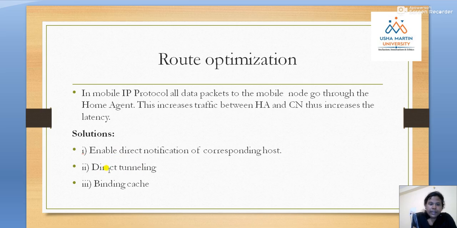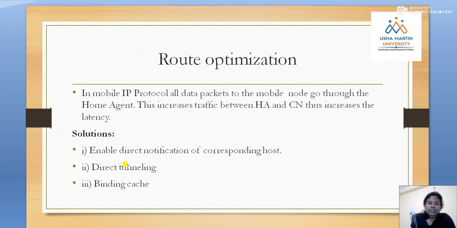Okay, so the next solution is direct tunneling. Means there will be a direct tunnel between the corresponding node and the home agent, or the corresponding node and the foreign agent, then the message will be successfully sent. And the last solution is binding cache memory. Okay, binding cache. So these are the three solutions of the route optimization technique. But the main important thing is how the solution will be implemented.